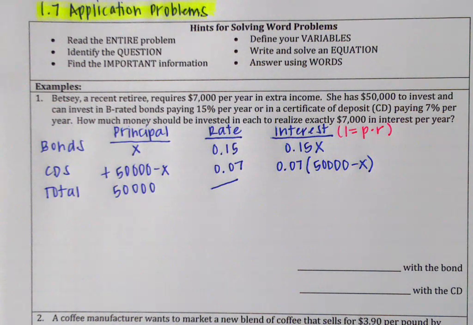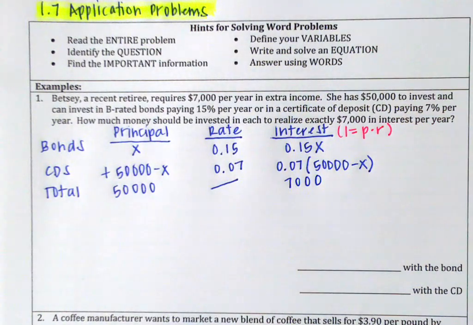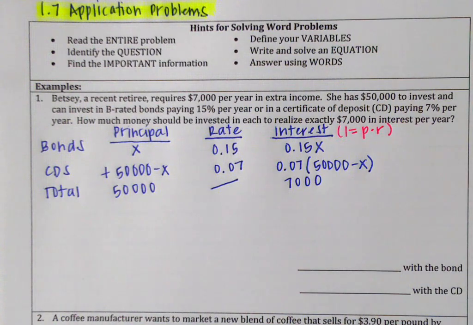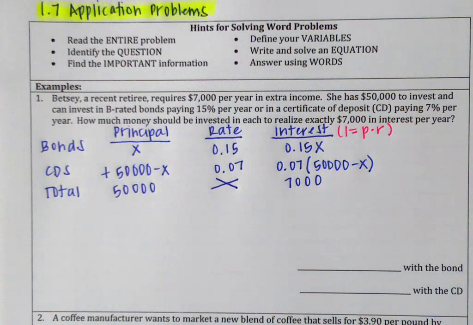And how much total interest does she want? Okay. Any questions on anything I've put into my table? I know it's not really a table, but it's a table. What's the line below the 0.07? There's just not a rate for the total. It's like an X'd out box.